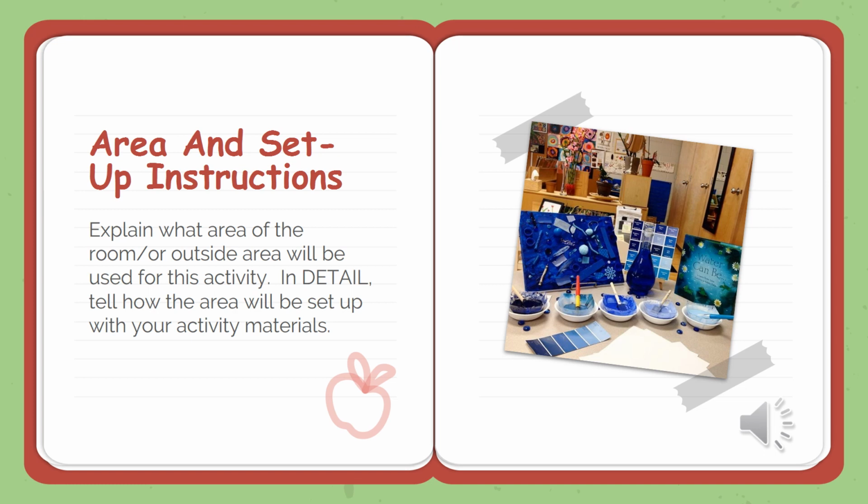Number one, list the area. So if you're doing it at a table in the classroom, if you're doing it in the art area, if you're doing it in dramatic play or blocks, make sure you're listing that area. But then also how it should be set up. So if I were to come into your classroom as a substitute on a day that you were out and I picked up this activity plan, I'd be able to set it up just like you did.